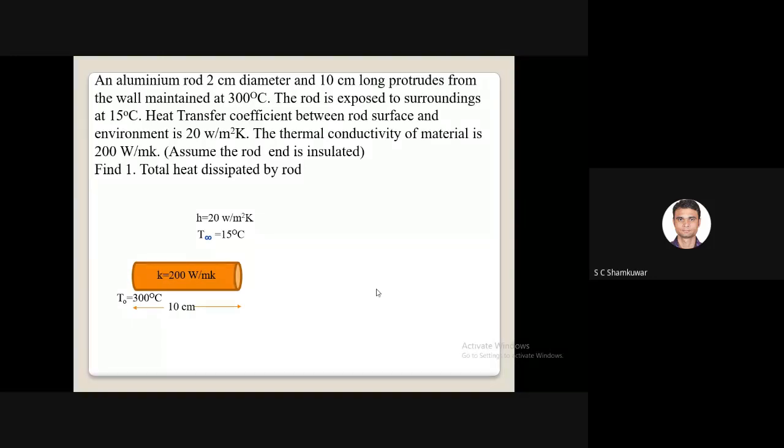Please read this problem twice, thrice, and try to understand it.